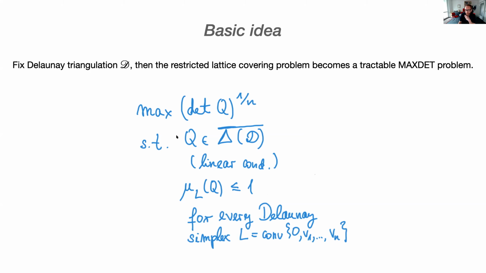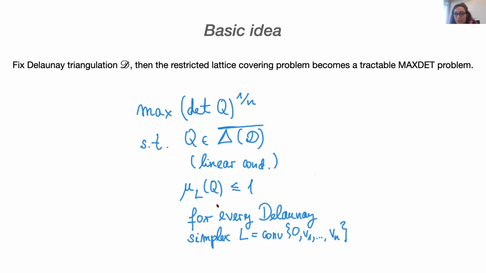And then this becomes a tractable max-det problem. So we are maximizing determinant, we have linear conditions, and we have conditions on the circumradius of Delaunay simplices. And now we have to express these conditions in a nice form, and then we have the possibility to solve the lattice sphere covering problem using optimization software.